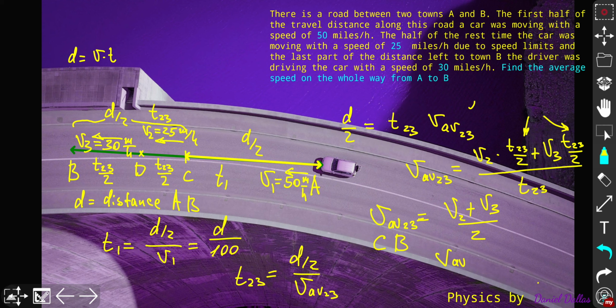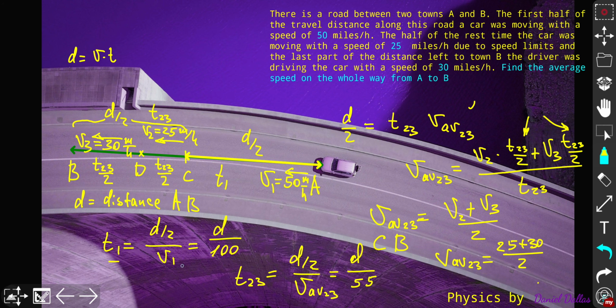So V average 2/3 is simply we add V2 and V3, we get 25 plus 30, over 2. And finally, we can get that the weighted average is going to be distance over just the sum, right? Because the 2 and 2 will be cancelled. Or if you want, you can use your calculator. It's going to be 55. So that's the ratio d/55. So we have, in the first case, T1 is d/100 and T2/3 is d/55.